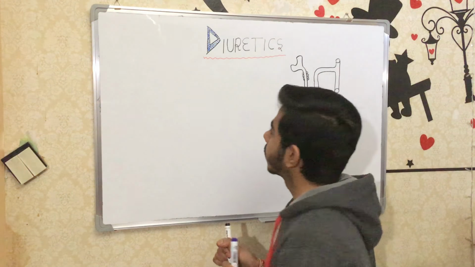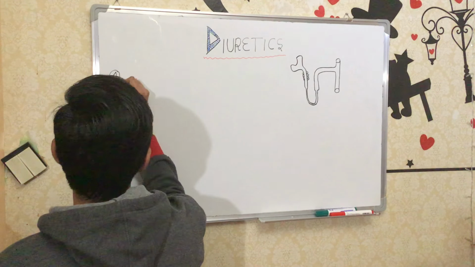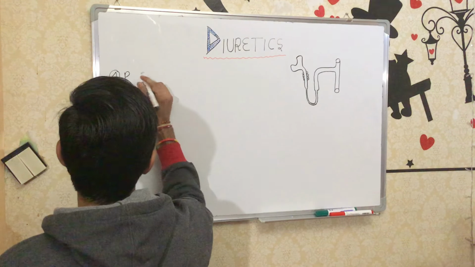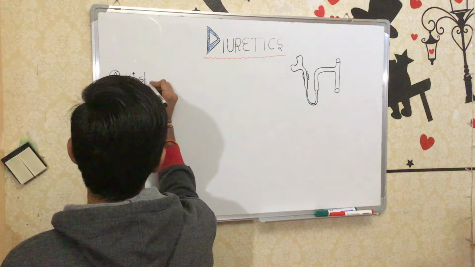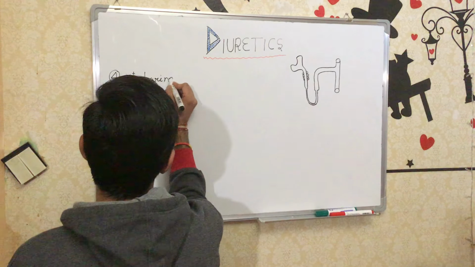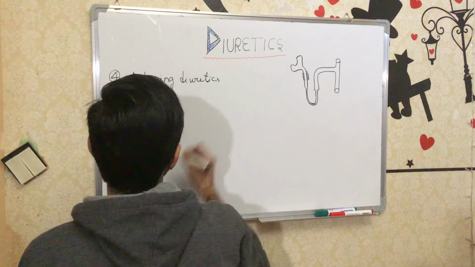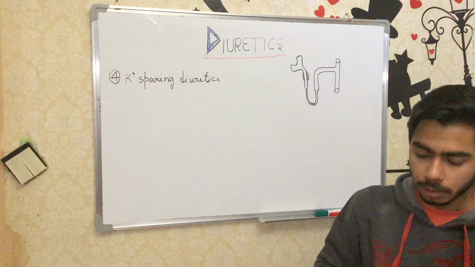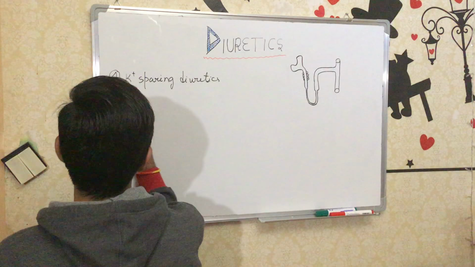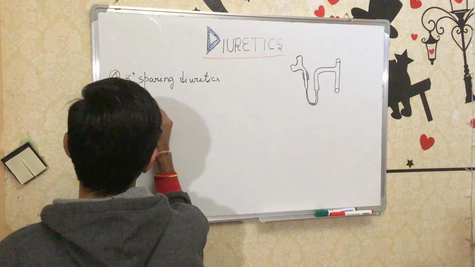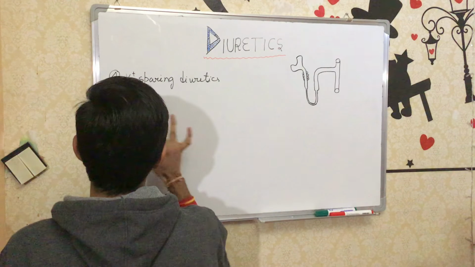So, starting with the potassium sparing diuretics, which is the fourth class of the diuretics. As far as drugs are concerned, we have spironolactone, which is a very famous one.